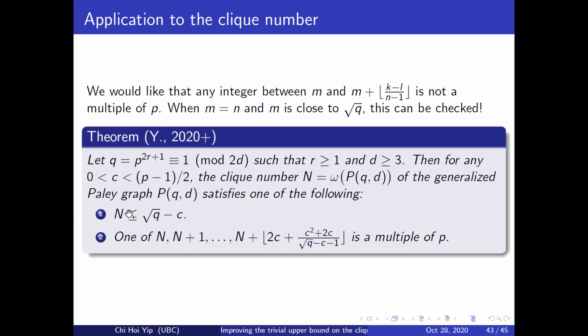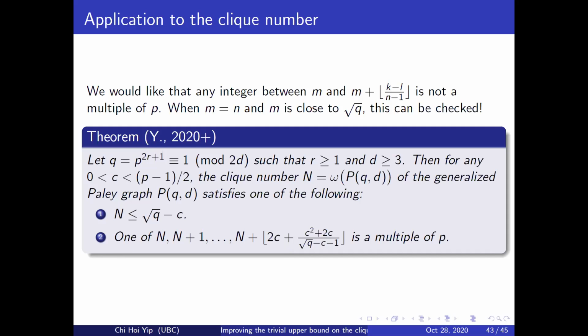So we want the first condition to be true, which means we want the second condition to be false. And the idea is that if we pick C to be relatively small compared to P, then the number of integers here will be roughly 2C. But if C is much smaller compared to P, then 2C will also be much smaller compared to P.